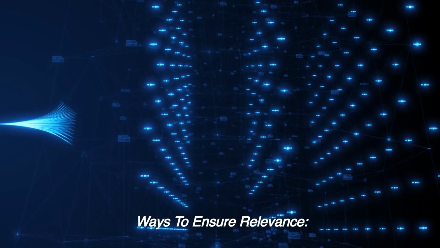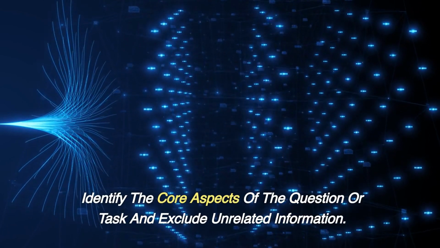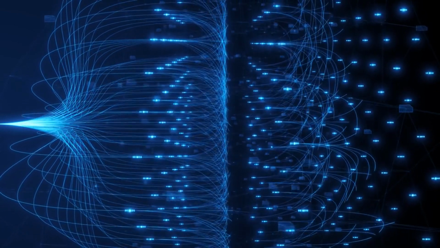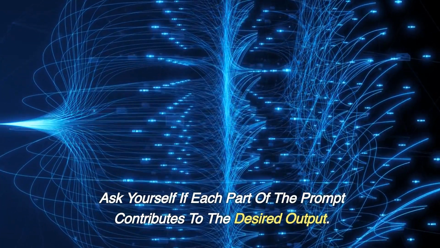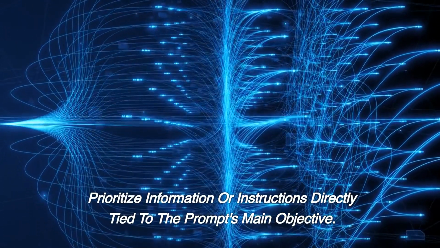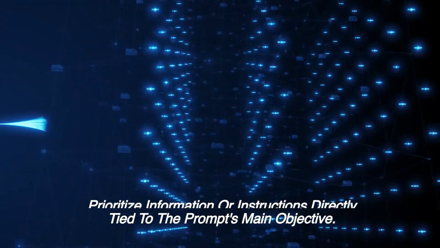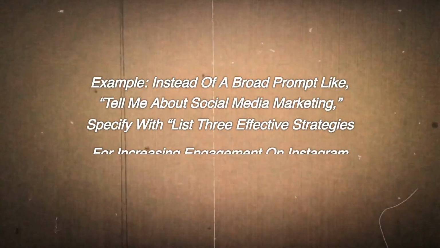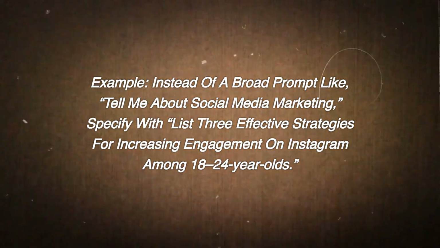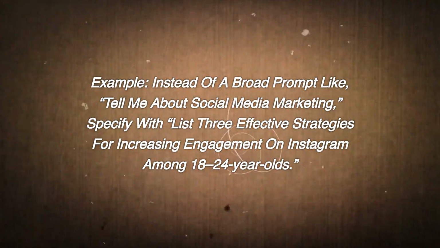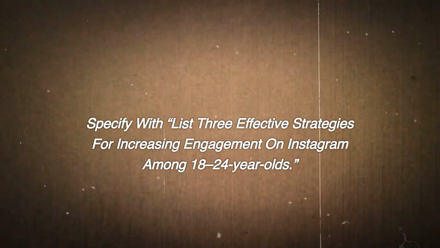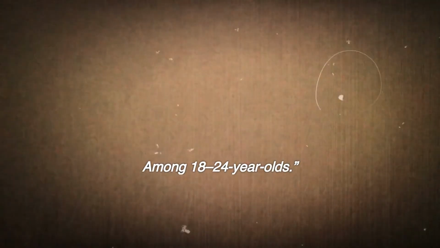Ways to ensure relevance. Identify the core aspects of the question or task and exclude unrelated information. Ask yourself if each part of the prompt contributes to the desired output. Prioritize information or instructions directly tied to the prompt's main objective. Example: instead of a broad prompt like, "Tell me about social media marketing," specify, "List 3 effective strategies for increasing engagement on Instagram among 18 to 24-year-olds."